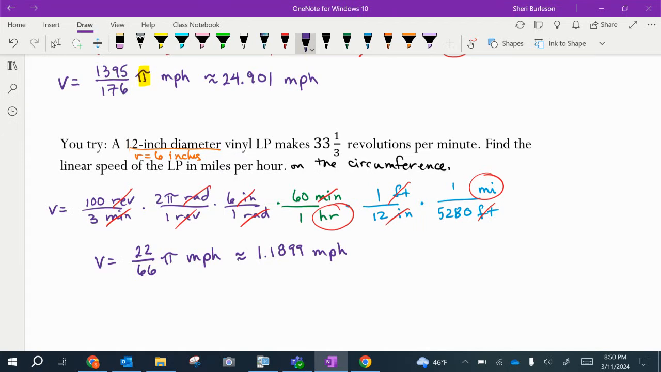So if you have a spot on the outside edge of your LP record rotating, revolving at 33 and a third revolutions per minute, that spot on the outside of your LP is traveling at approximately 1.18 miles per hour.